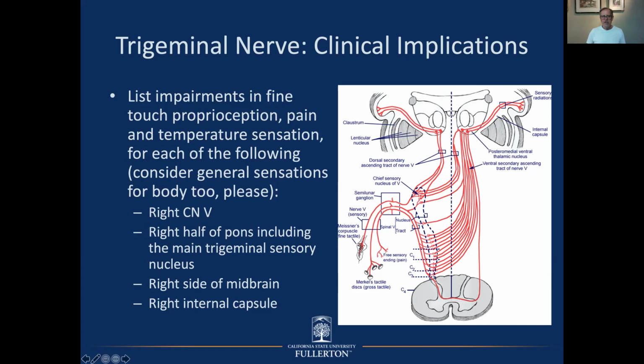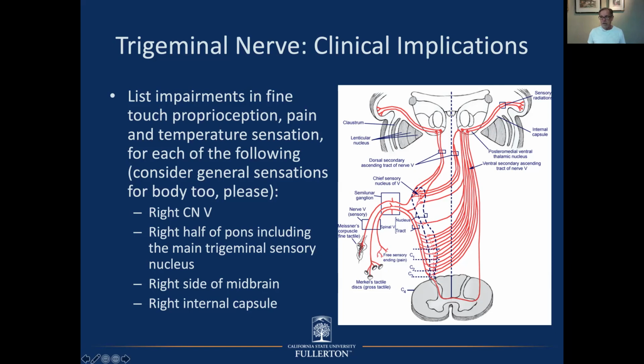in terms of general sensation with lesions in 4 different areas. First of all, this is kind of an easy one, I hope, the right trigeminal nerve. So let us imagine that the lesion is in the trunk. It's outside the CNS, but very, very close to it, so that in effect, all of the general sensory functions of the 5th cranial nerve on the right are disconnected. There will be a total loss of general sensation.